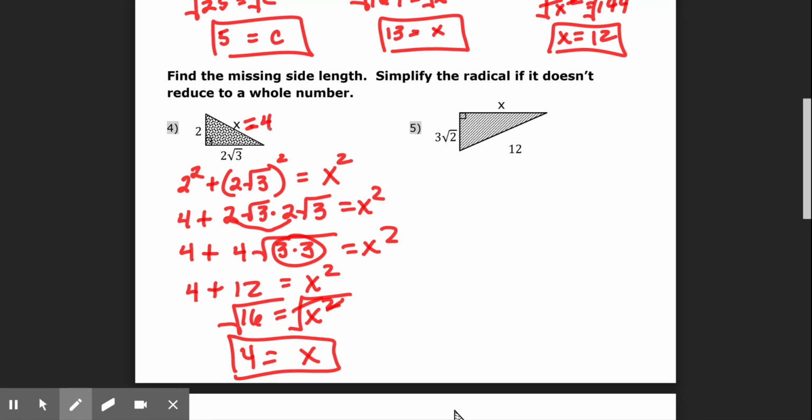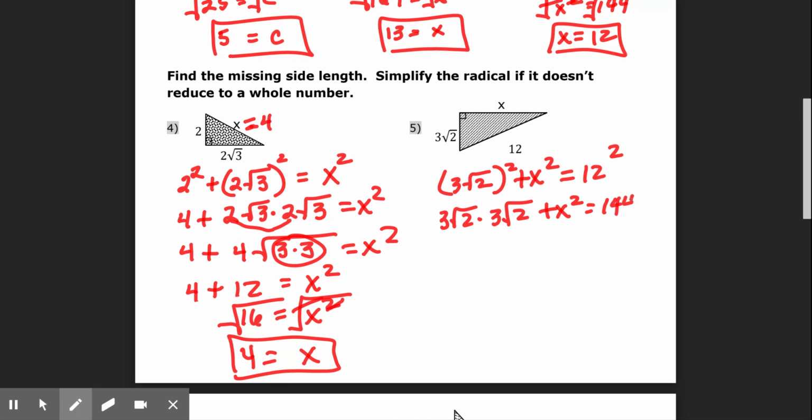All right, number 5. So this time our hypotenuse is given and one leg. So we're going to have 3 square roots of 2 squared plus x squared equals 12 squared. So this is 3 square roots of 2 times 3 square roots of 2 plus x squared equals, and I can go ahead and tell you that 12 squared is 144. So here we have 3 times 3 is 9.